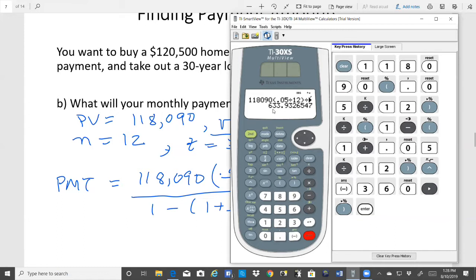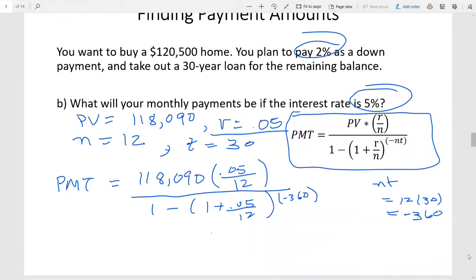And the payment amount will be $633.93. So the answer is the monthly payments will be $633.93.